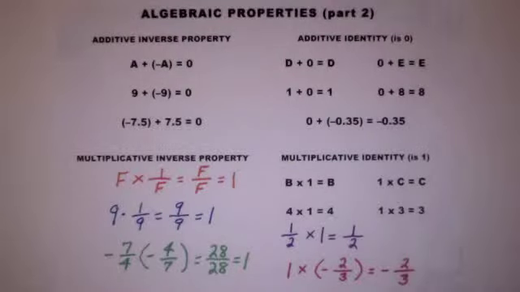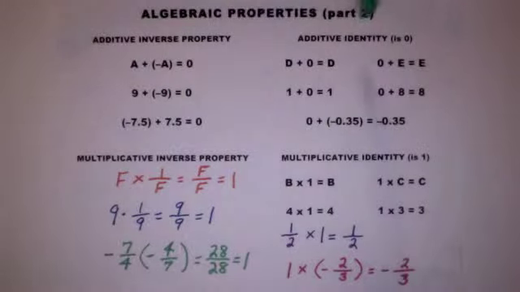Let's look at some examples. 9 plus its additive inverse, negative 9, equals 0. Any number plus its additive inverse equals 0. Negative 7.5 plus 7.5 equals 0. So we started here with a negative number, so the additive inverse is its opposite, the positive number.